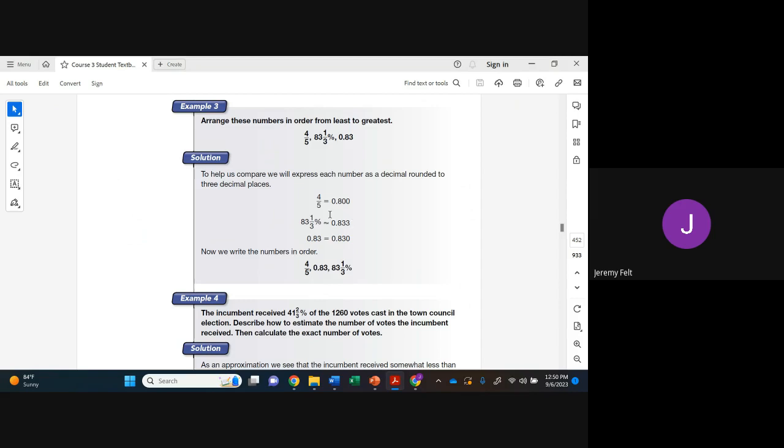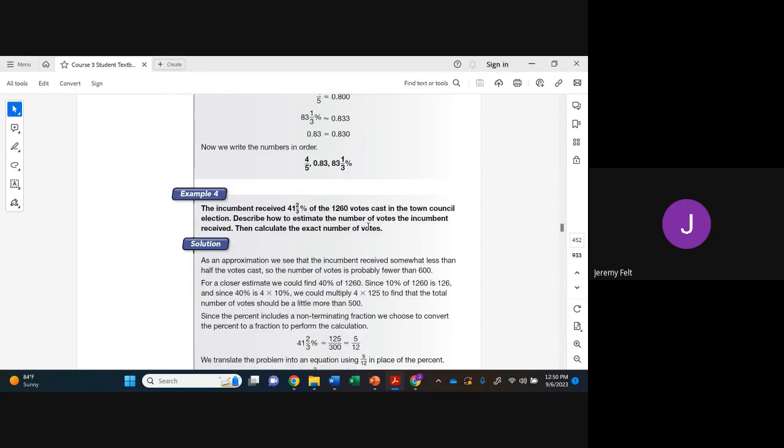Once we have them all in the same form, we can look. Well, the ones values are all zeros. That doesn't help us. The tenths place are all eights. That doesn't help us. The hundredths place 0, 3, 3. Okay, well, I know 0 is less than 3 and 3, so this is my smallest. Then looking at these two, 3 and 3, then go to the thousandths place, 3 and 0. Well, 3 is greater than 0. So I know this is my smallest, this is my middle, and this is my largest. That's a way to compare them.